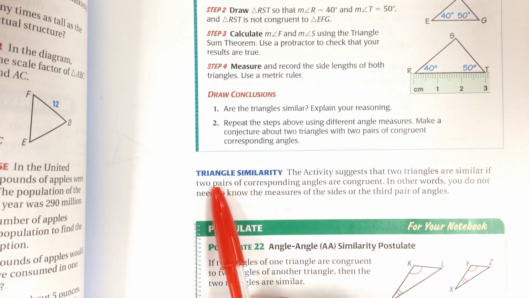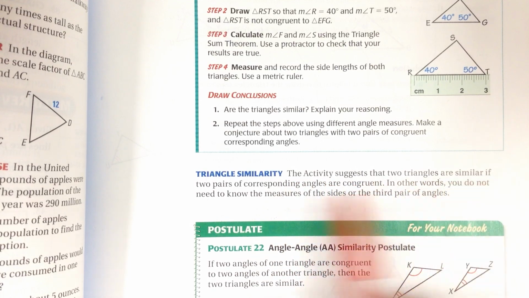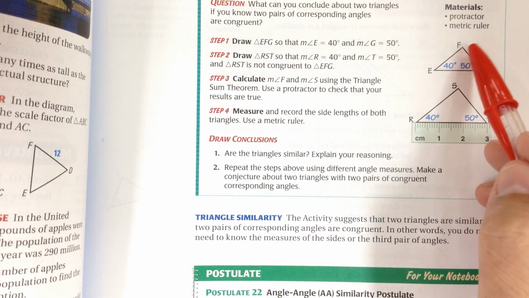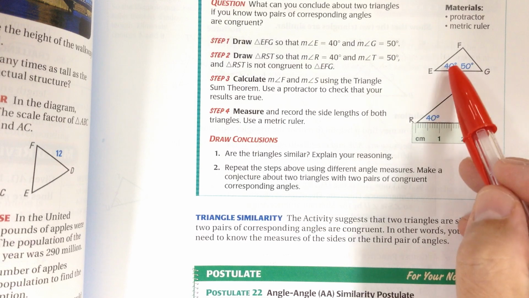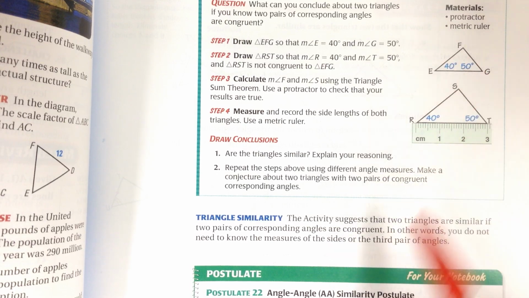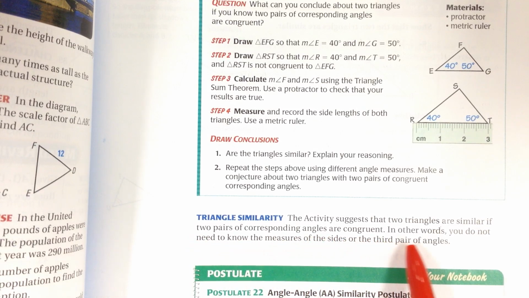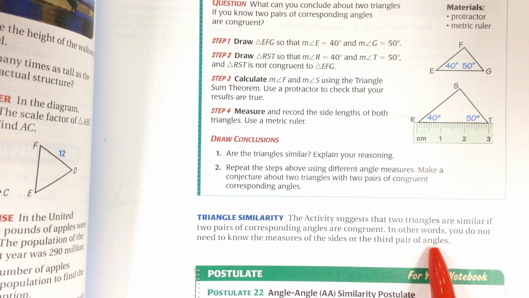Okay, so triangle similarity. The activity suggests that two triangles are similar if two pairs of corresponding angles are congruent. So what you do is you draw two triangles, the same shape but different sizes, and same shape means you have the same angles. Now it says if two pairs of corresponding angles are congruent, in other words, you do not need to know the measure of the side or the third pair of angles.